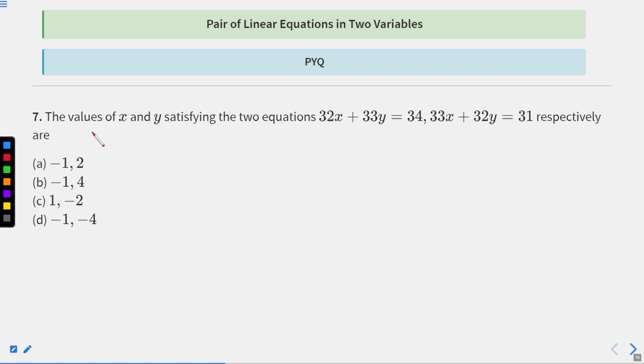So in question number 7, we need to find the values of x and y that satisfy the two equations 32x + 33y = 34 and 33x + 32y = 31 respectively. Okay, students, for finding the values of x and y which satisfy the given equations, we can use the elimination method for finding the solution of this pair of linear equations.